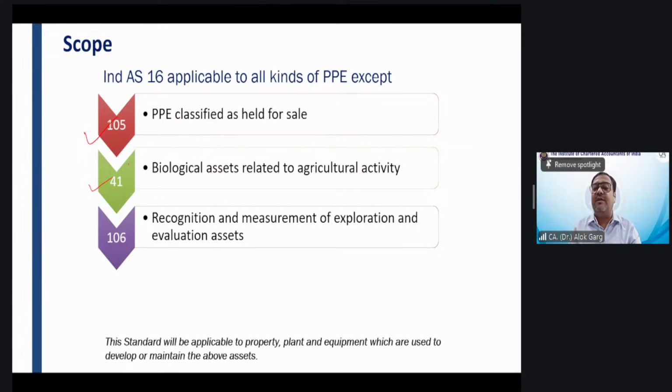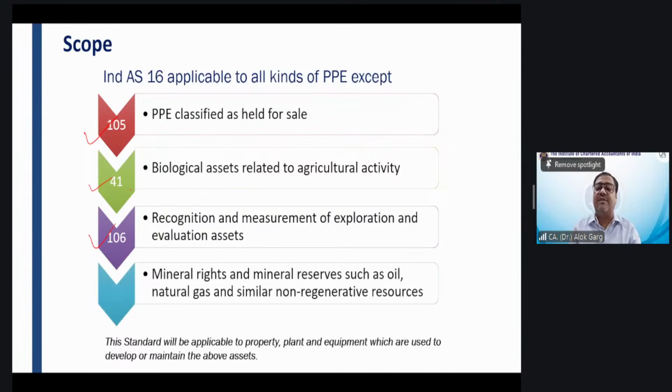Recognition and measurement of exploration and evaluation assets, my dear friends, is also covered under Ind AS 106. If there is recognition and measurement of exploration and evaluation assets, this is not covered under Ind AS 16. Mineral rights and mineral reserves such as oil, natural gas, and similar non-regenerative resources are also not covered under Ind AS 16. It is also covered under Ind AS 106. But if there is a mining activity, then what happened?